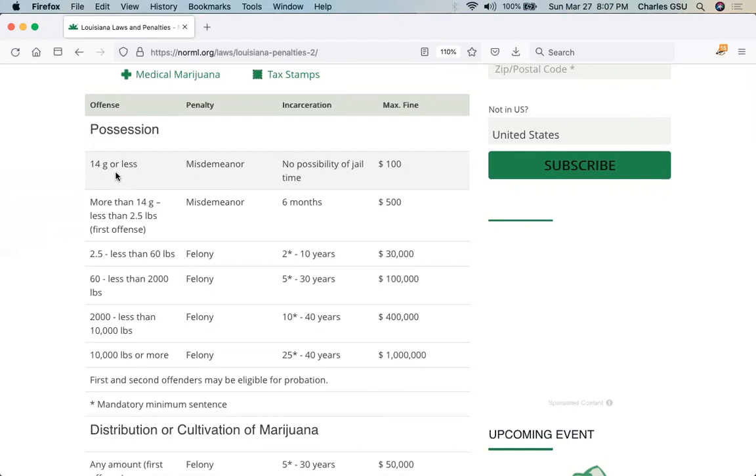But notice that anything above that, 14 grams right below here, 14 grams up to 2.5 pounds, it's still a misdemeanor, but there's automatic jail time, right? Six months and a fine. And then, of course, it just gets increasingly severe after that. And this is just the category of possession.